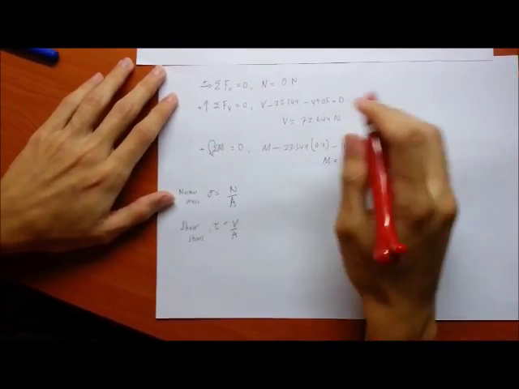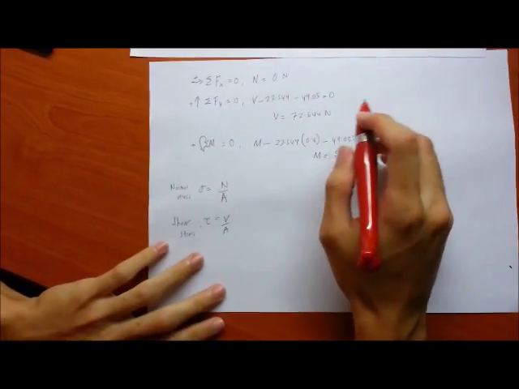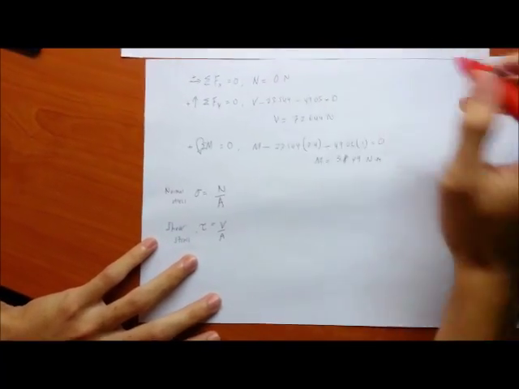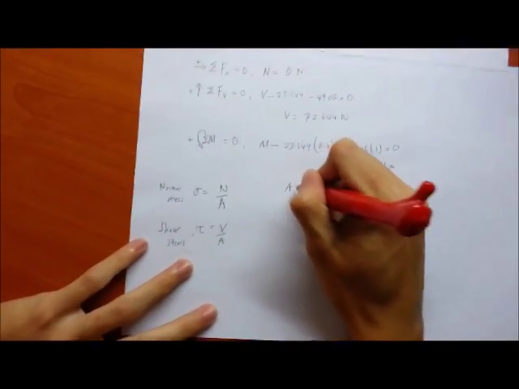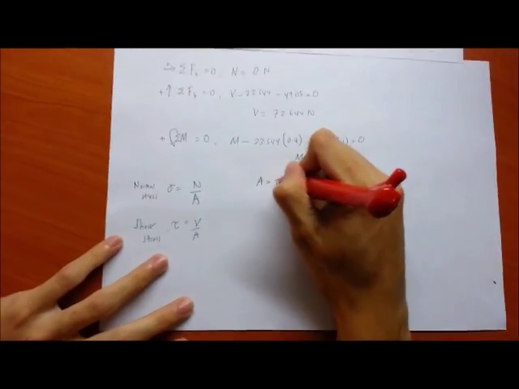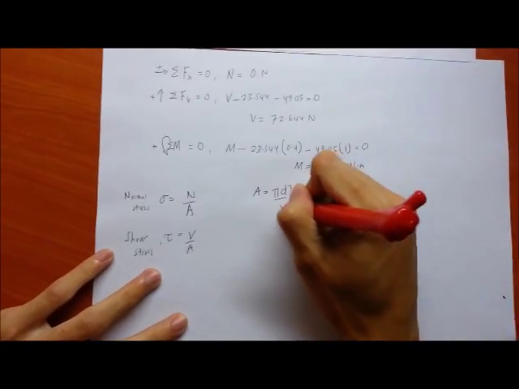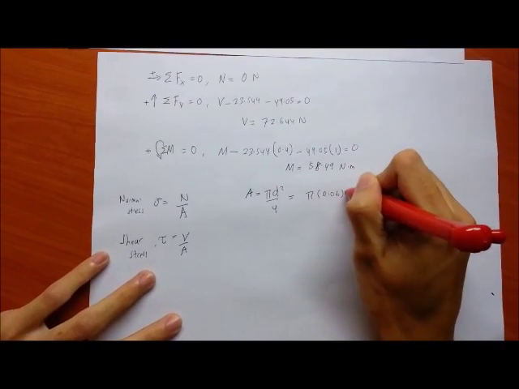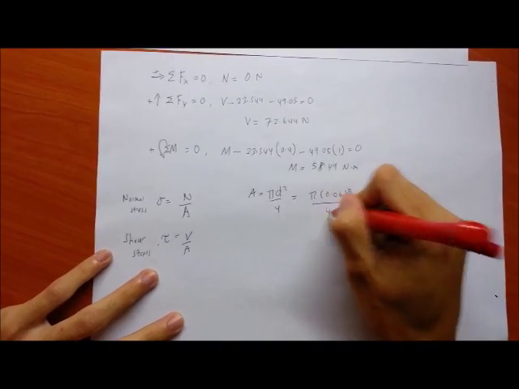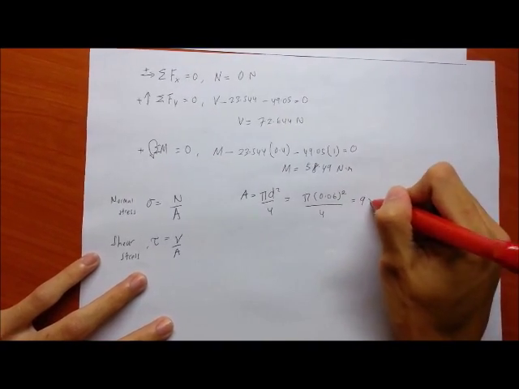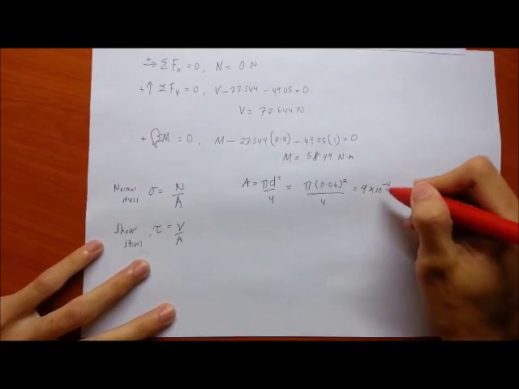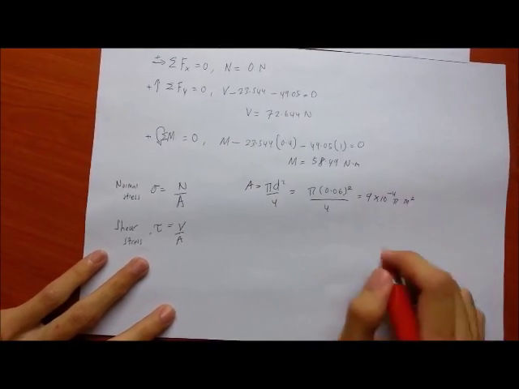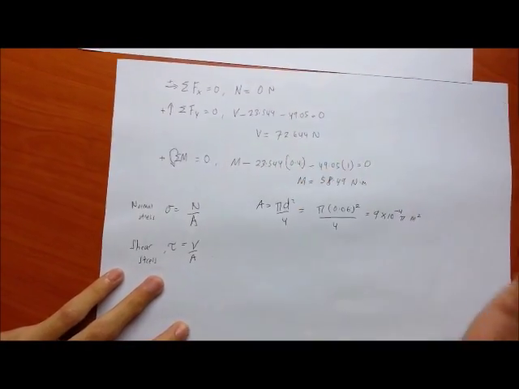Okay, first we need to find the area of the rod. We know the rod is circular. So given the rod diameter is 0.06, we can use the formula pi d squared over 4. Pi times 0.06 diameter squared over 4. Then we get 9 times 10 to the power of negative 4 pi square meters. Only then can we substitute into both of these formulas.